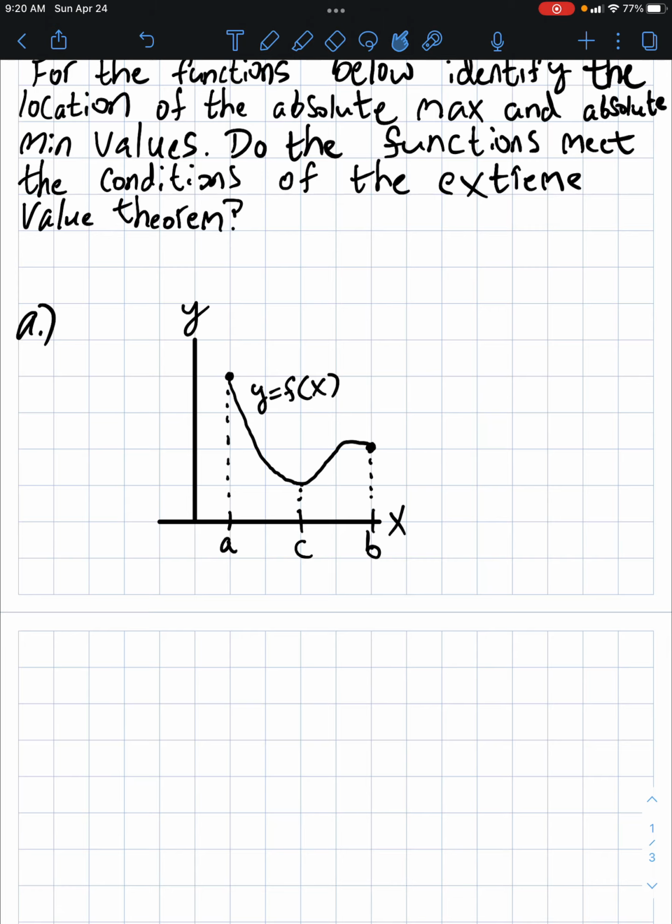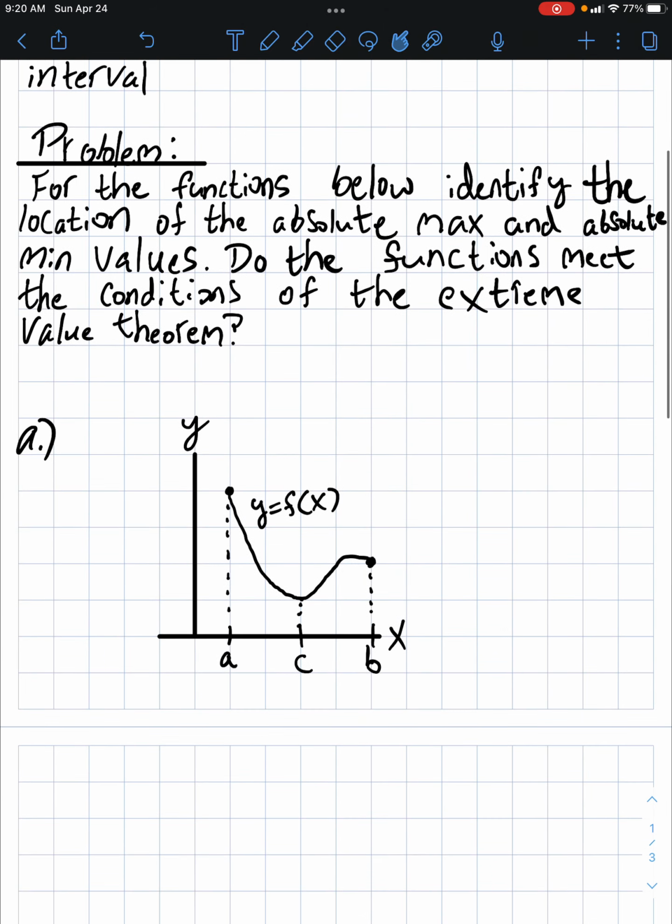Welcome back. Hopefully you're able to solve this problem. Now let's work on it together. So in part A, does this figure or graph meet the conditions of the extreme value theorem? So, is the function continuous? Yes. So the extreme value theorem guarantees the absolute max.